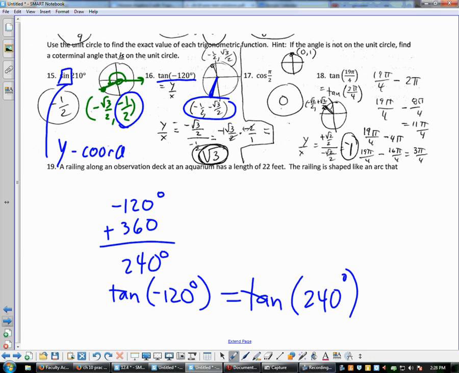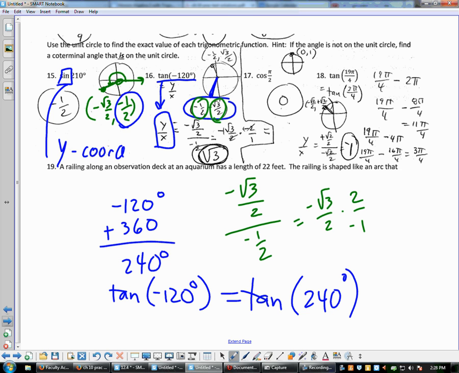So remember, very important, tangent is y over x. So I need to take my y coordinate divided by my x coordinate. So I get negative square root of 3 over 2 divided by negative 1/2. That's the same as negative square root of 3 over 2 times 2 over negative 1. 2's divide out, negative over negative is positive, and I end up getting just square root of 3 as my answer.